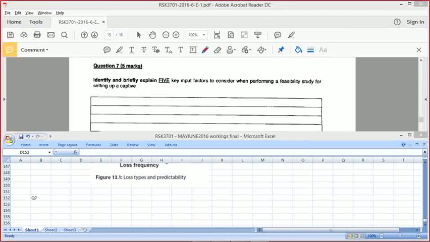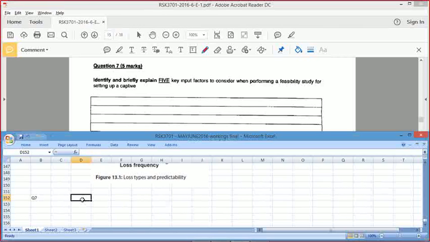Right, so reasons for establishing a captive. Identify and briefly explain 5 key input factors to consider when performing a feasibility study. This is looking at the cost, the extent to which we should go in terms of raising the feasibility studies. Key input factors, it's on page 116. Let's highlight that, copy that. Page 116 of the emailed notes from UNISA.